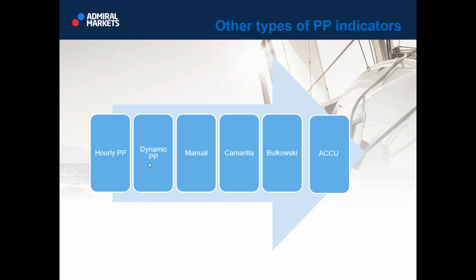Dynamic pivot points is the indicator that is used on intraday charts, and usually intraday price movements dynamically change pivots over the course of the day. Manual pivot points are standard or classic pivot points that you calculate manually by using the indicator. Camarilla pivot points, we will definitely have a special Price Action Training School webinar dedicated just to Camarilla. Then there is Bulkowski pivot points that is also very widely used.